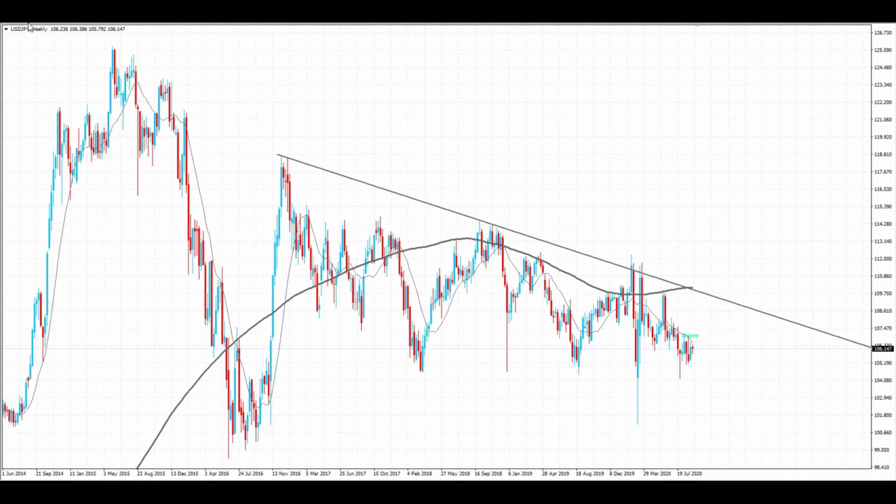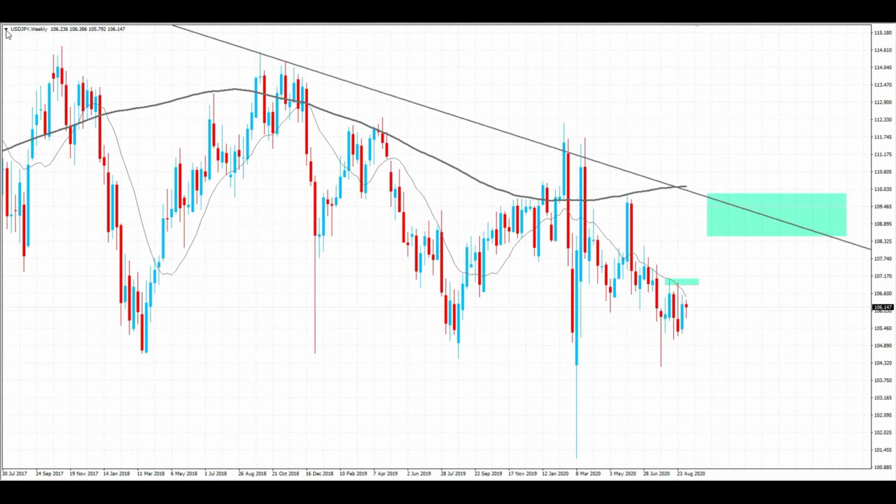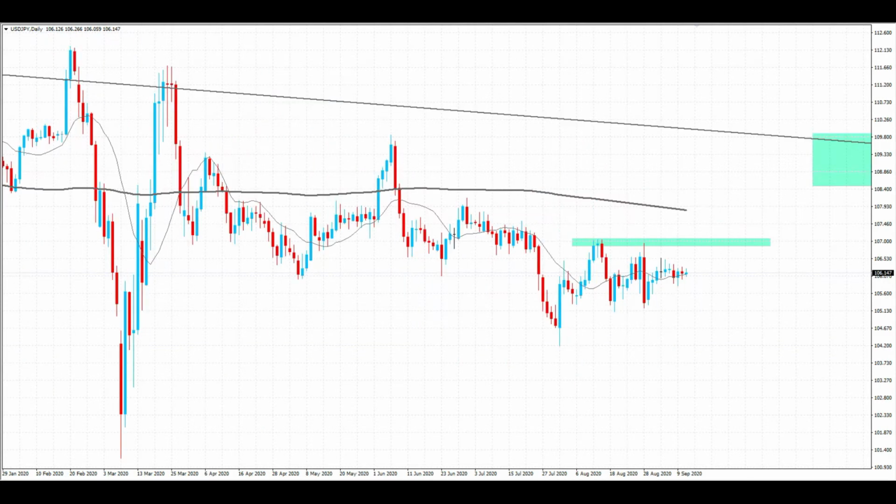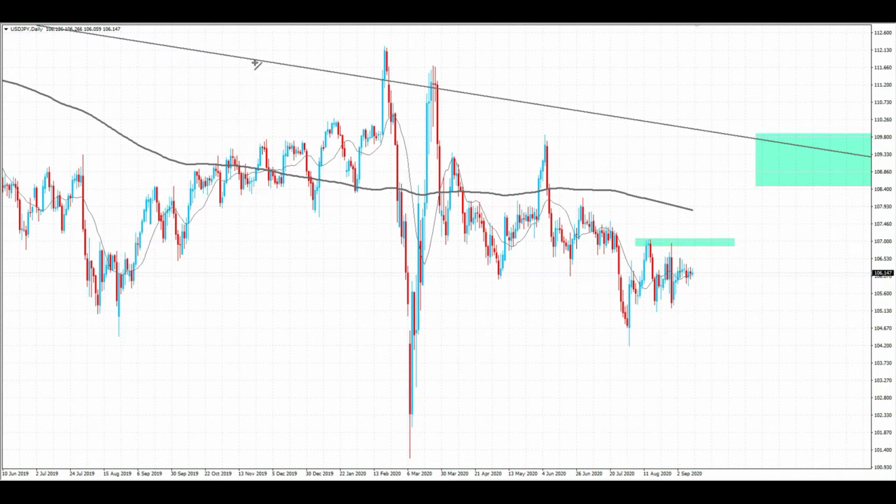So potentially you can get a move to go and test the weekly trend line up there, but of course we need to get through the daily trend line first and potentially see that break of that trend line to go get us to test that weekly.